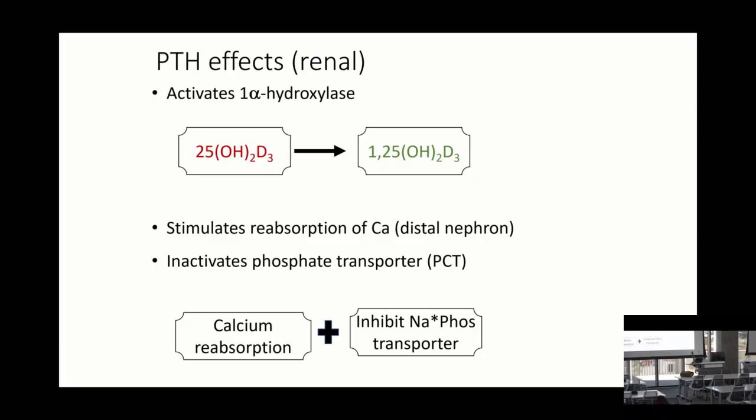Okay? This is important because if you see it on your boards, most times if you have an increased calcium and decreased phosphate, you have to think about PTH action. Or if you have decreased calcium and increased phosphate, it means lack of PTH action, oftentimes. So those are the effects in the kidneys.